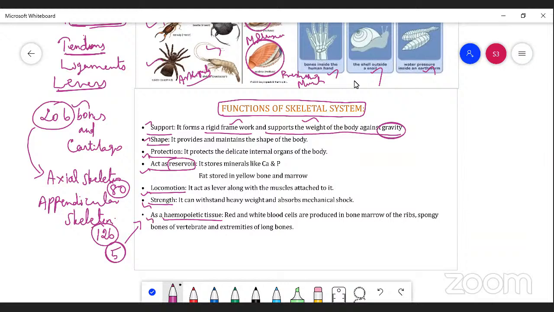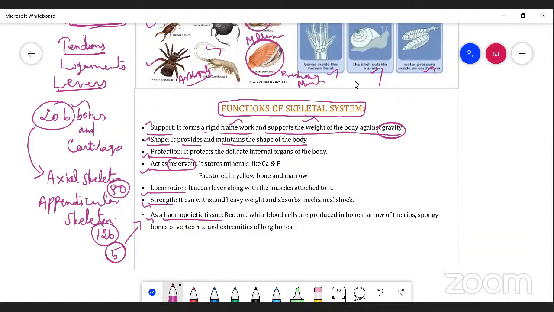So second, it provides and maintains the shape of the body. Imagine and think: suppose there are no bones in our body. How would we keep our body? How would we stand on the land?